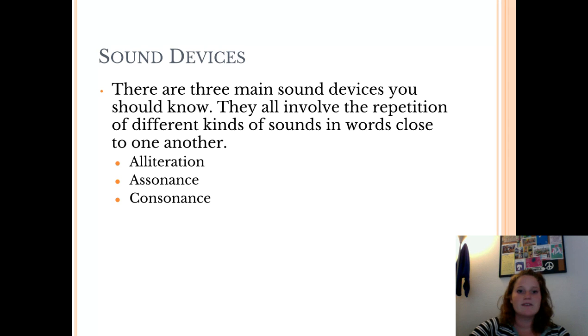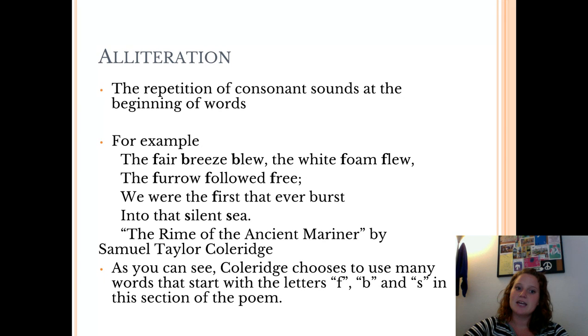The next thing that we have to talk about are what we call sound devices. There are three main sound devices that we're going to talk about. All of these involve the repetition of different kinds of sounds in words close to each other. So that's pretty sequential words. The three things we're going to talk about, and we're going to figure out the differences, are alliteration, assonance, and consonance.